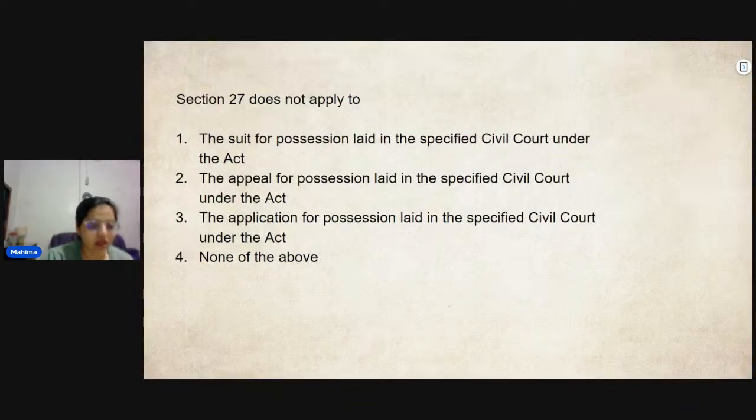Yes, everyone is right. Section 27 does not apply to the suit for possession laid in the specified civil court under the Act, the appeal for possession laid in the specified civil court under the Act, the application for possession laid in the specified civil court under the Act, none of the above.